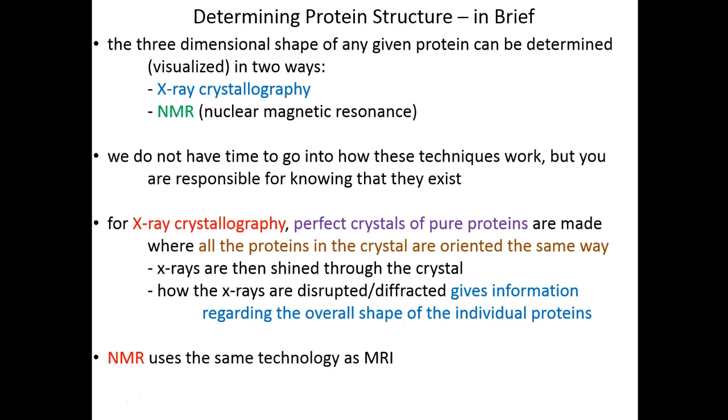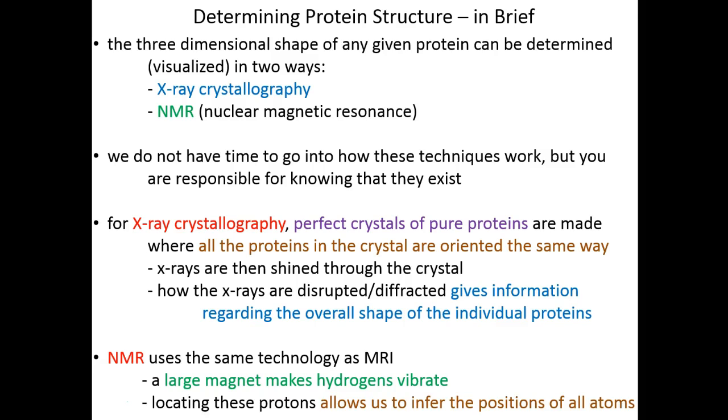NMR uses a completely different technology. Here, very large and powerful magnets are used to make the hydrogens of the protein vibrate. Those vibrations are then measured by the instrumentation, and how and where those hydrogens vibrate allows the overall position of those hydrogens to be inferred, which then in turn allows you to infer the overall structure of the protein in general. So two very different ways for measuring protein tertiary structure, but both of them equally valid ways to do so, and scientists can get a sense for what proteins look like in three-dimensional shape by using X-ray crystallography or NMR.